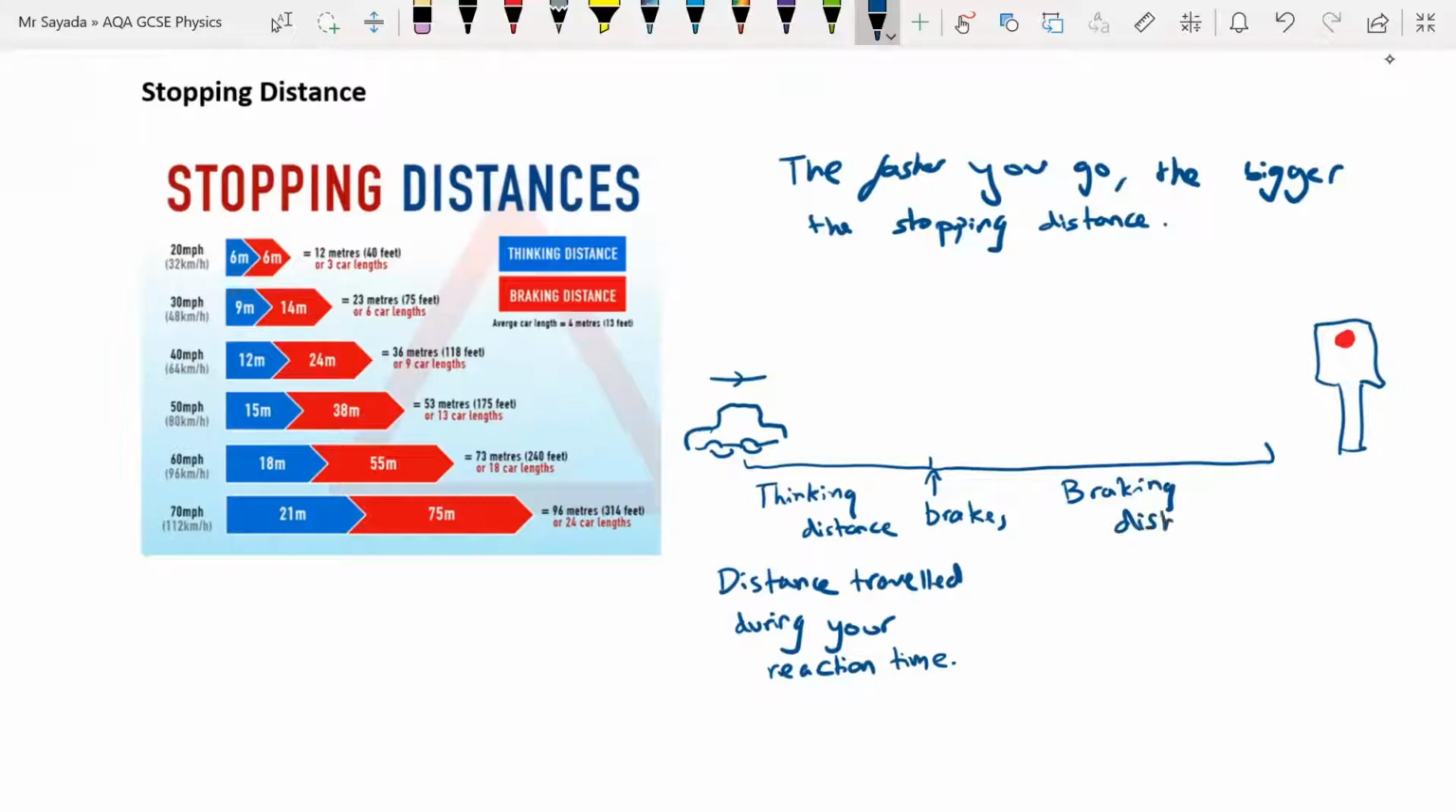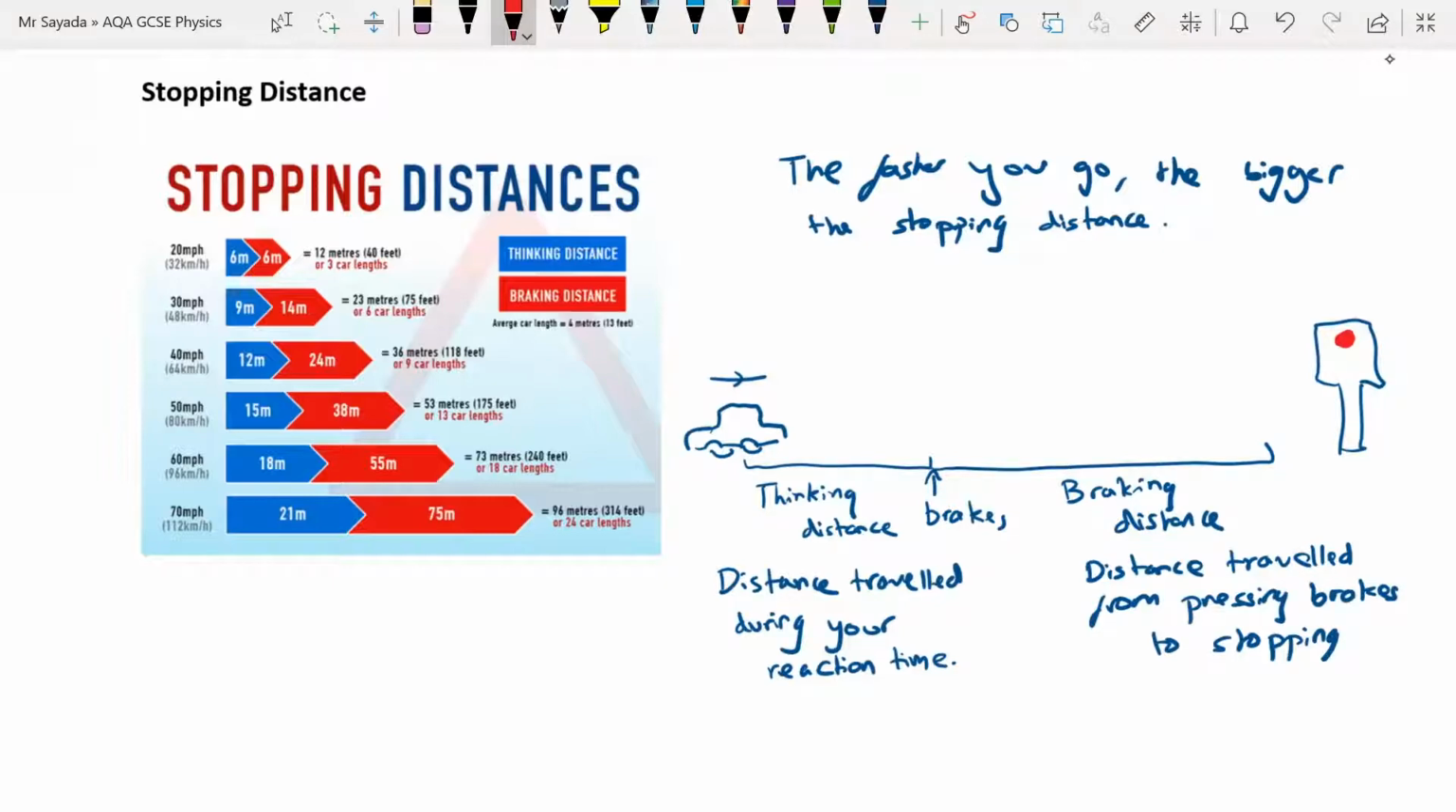So the braking distance is the distance traveled from the moment you press the brake until you stop. So it's the distance traveled from pressing the brakes to stopping. And we call the total of the thinking distance and the braking distance the stopping distance. So stopping distance is the sum of the two. Stopping distance is thinking distance plus braking distance.